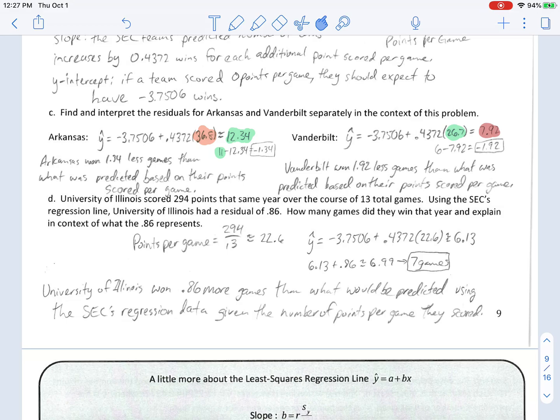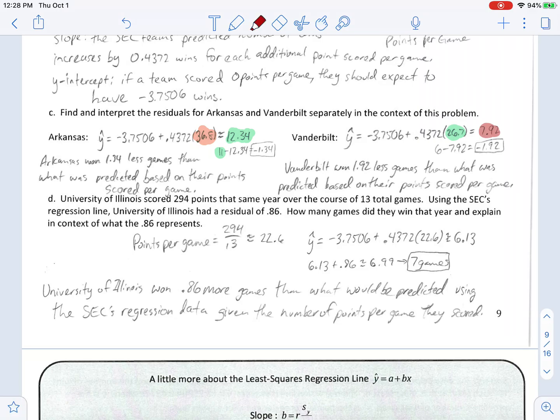Illinois scored 294 points that same year over the course of 13 total games, using the SEC's regression line. Now U of I is not in the SEC, but let's say we followed that same pattern, they had a residual of 0.86. So this is different. This time I'm not telling you how many wins they got, but I do tell you their residual. So you're kind of working backwards.